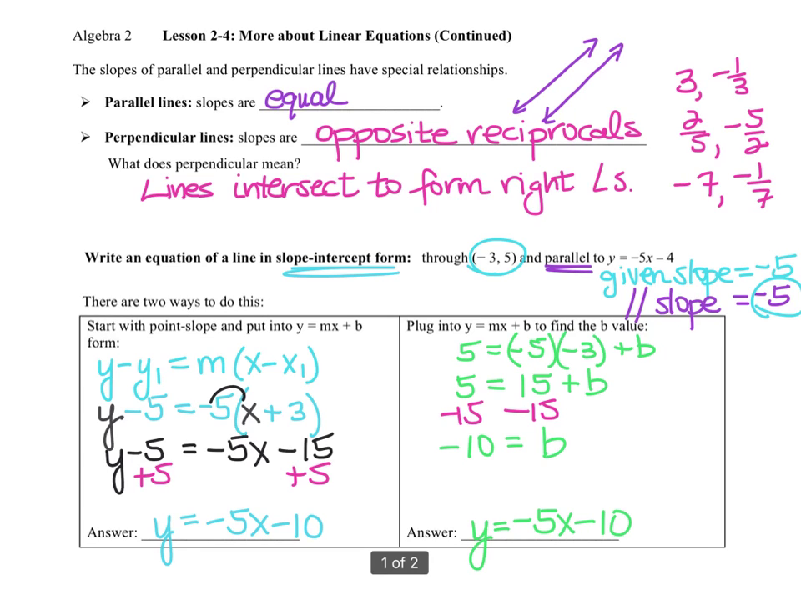Now, it's good that we got that answer because, look, they're the same. Again, your choices are start with point-slope, plug in, and then simplify, solve it for y. Or you can plug into the slope-intercept form and then solve for b, making sure in the end to make an equation that's in slope-intercept form.